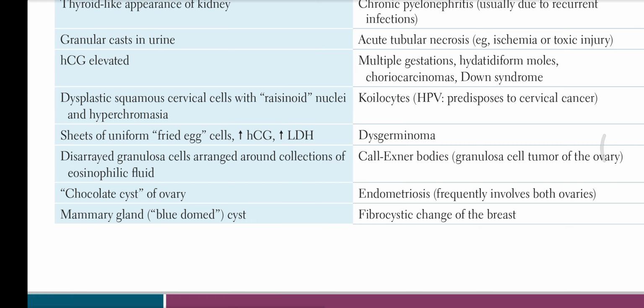Chocolate cyst of ovary is seen in endometriosis. Endometriosis frequently involves both ovaries.